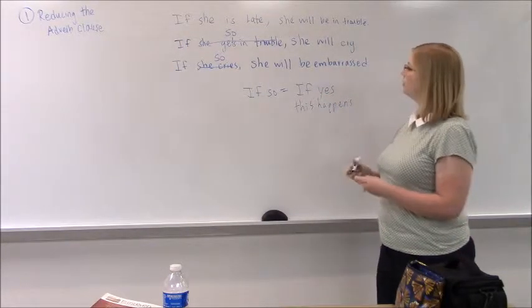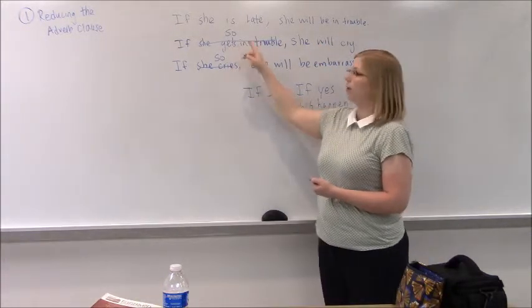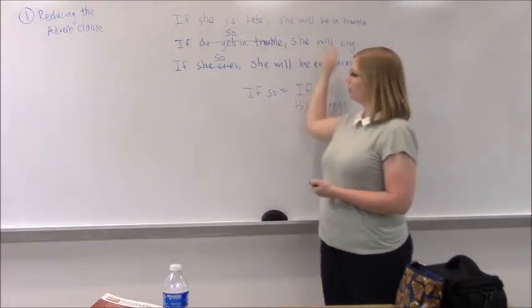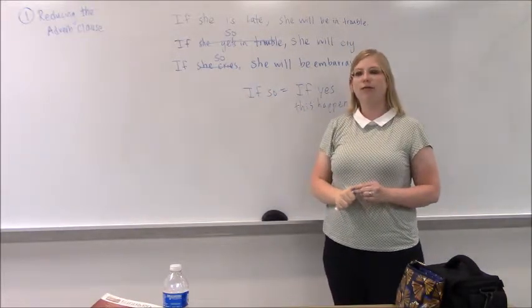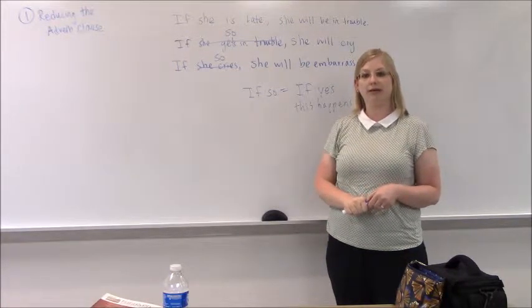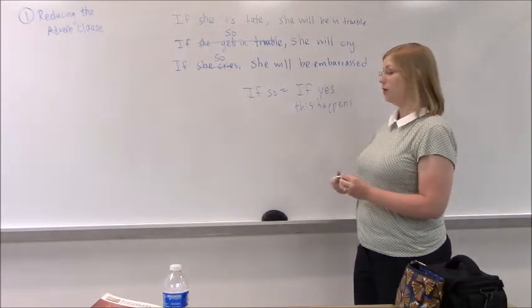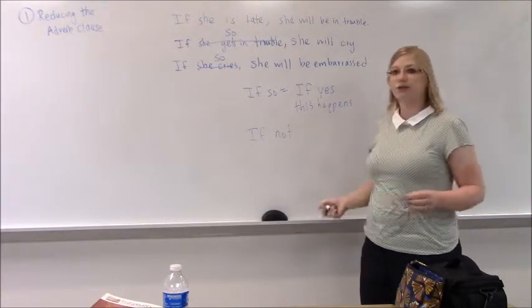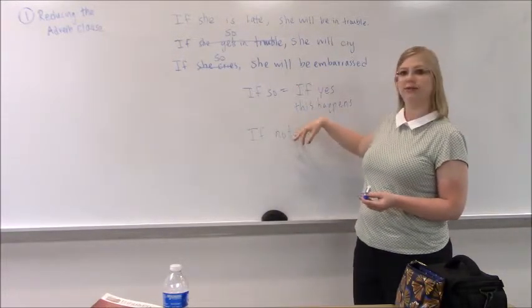Okay, so imagine the situation is if so. So if she is late, she will be in trouble. If so, if she gets in trouble, if yes, she is in trouble, she will cry. And if she cries, if so, if she cries, she will be embarrassed. Okay, so what we're offering here is a connection where it's not necessary to repeat the connected ideas. Okay? Now, in thinking about if so, we can also use if not. And this would actually be like the contrast. Okay? So let's look at an example of when we would use if so and if not.